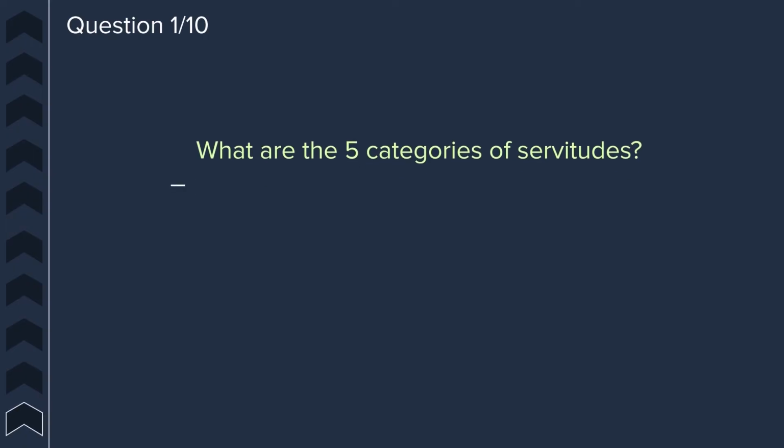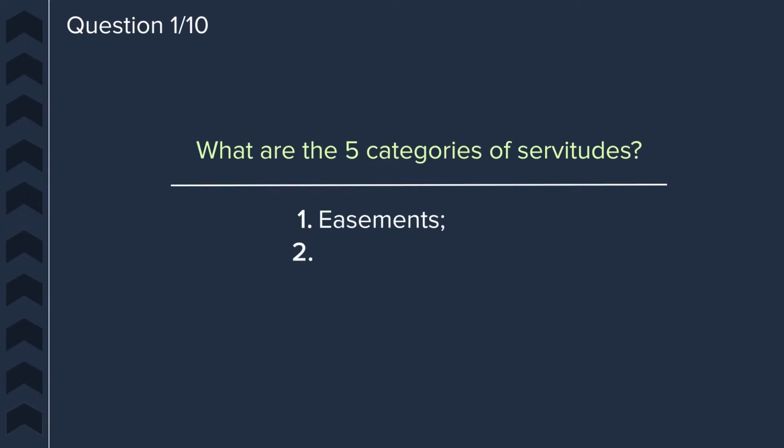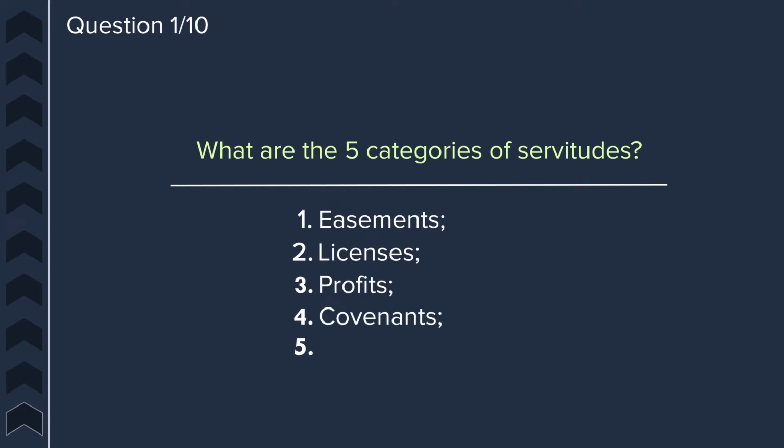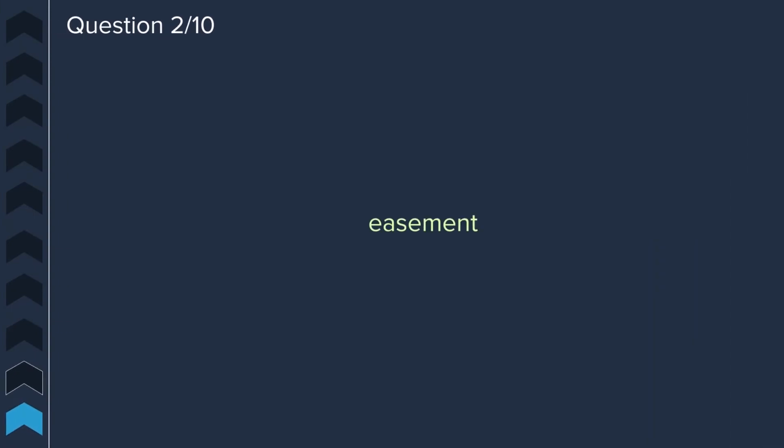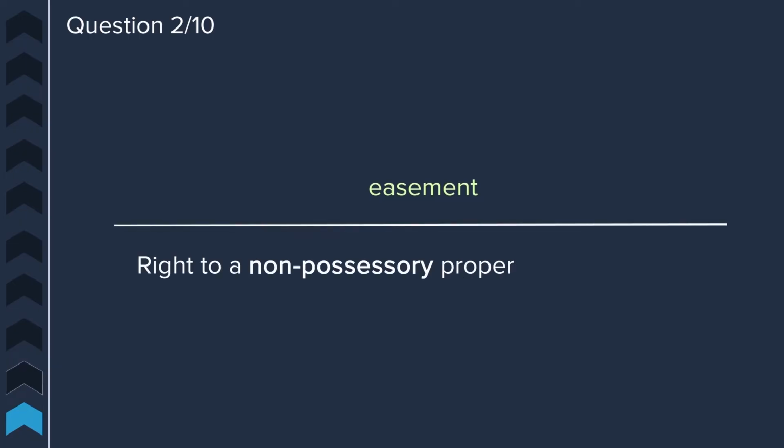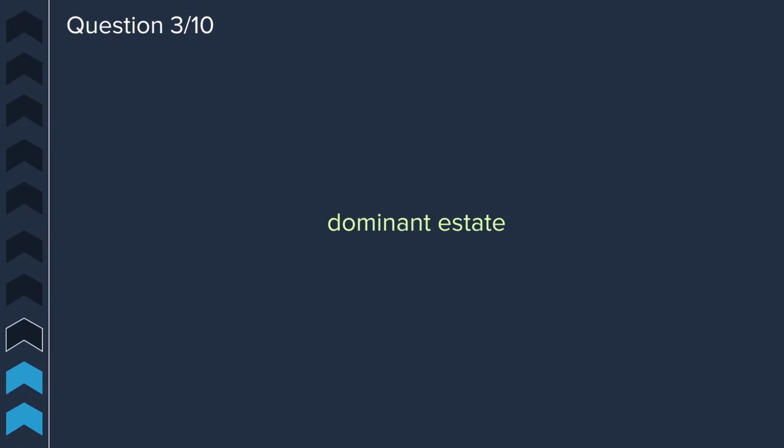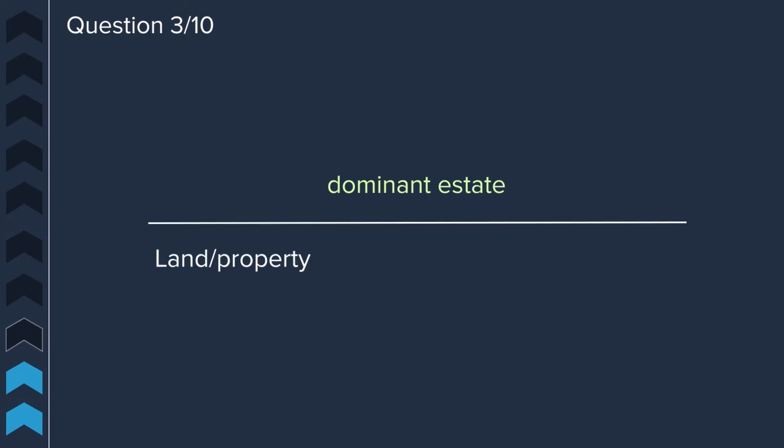The 5 categories of servitudes are first, easements, second, licenses, third, profits, fourth, covenants, and fifth, equitable servitudes. All right, question 2. What is an easement? An easement is a right to a non-possessory property interest in the land. Question 3. What is a dominant estate? The dominant estate is the land or property that benefits from the easement.